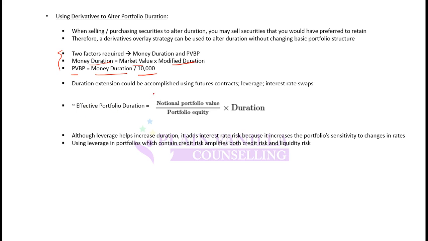Effective portfolio duration is notional portfolio value divided by portfolio equity, multiplied by duration. Although leverage helps increase duration, it adds interest rate risk because it increases the portfolio sensitivity to changes in rate. So if you add leverage, that would increase your duration. Like this is your simple duration, and if you add leverage, that is, if your notional portfolio value is higher compared to equity value, then the overall effective duration of the portfolio will be higher. So leverage adds risk and increases duration, and so the change in price, or the loss or gain magnitude, can be higher as well.